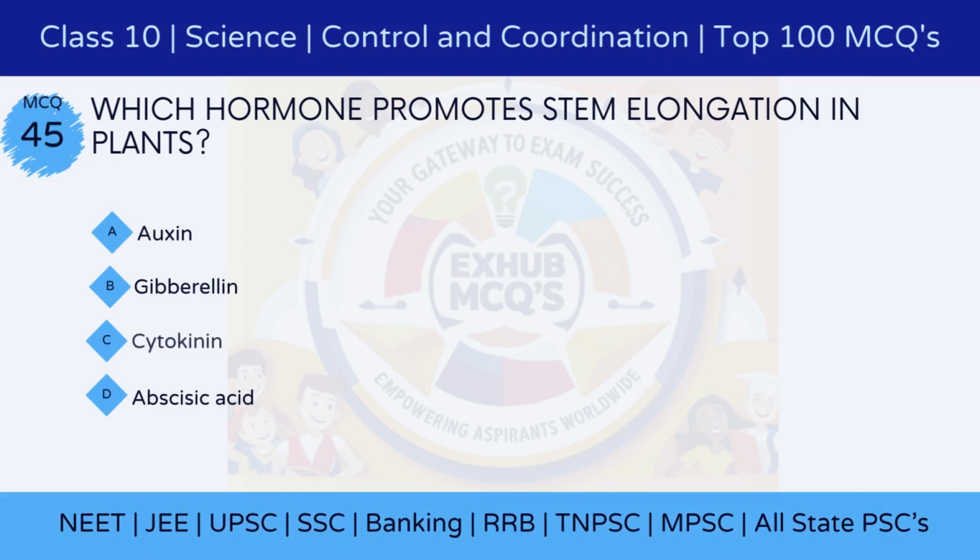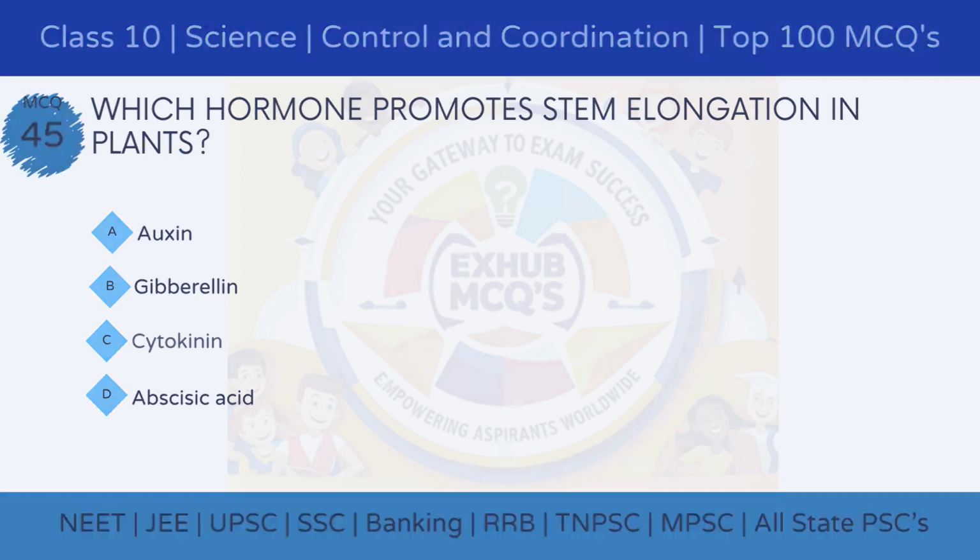MCQ 45. Which hormone promotes stem elongation in plants? Option A, auxin. Option B, gibberellin. Option C, cytokinin. Option D, abscisic acid.